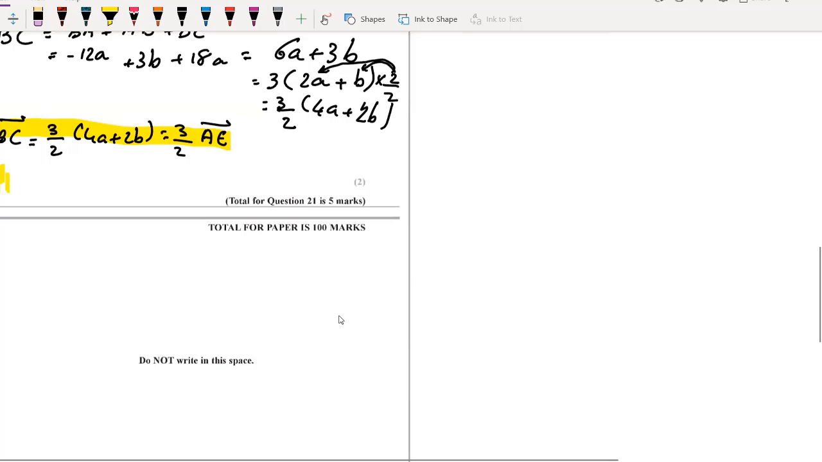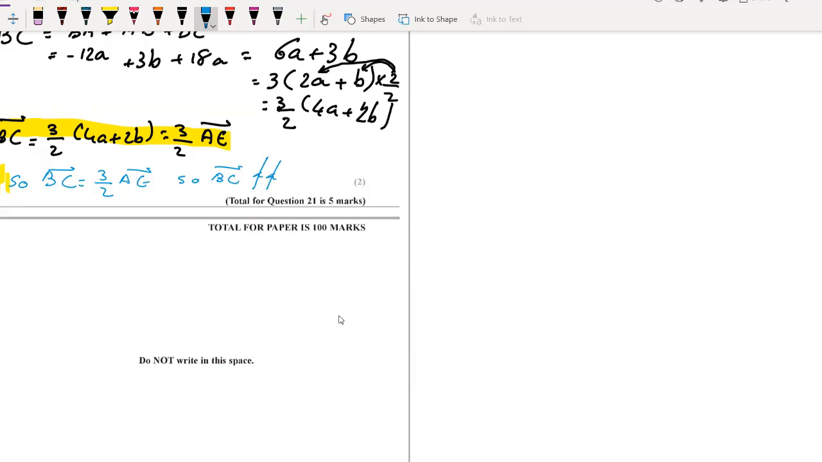So BC vector is equal to 3 over 2 AE vector. So BC vector is parallel to AE vector. The question like that is solved.